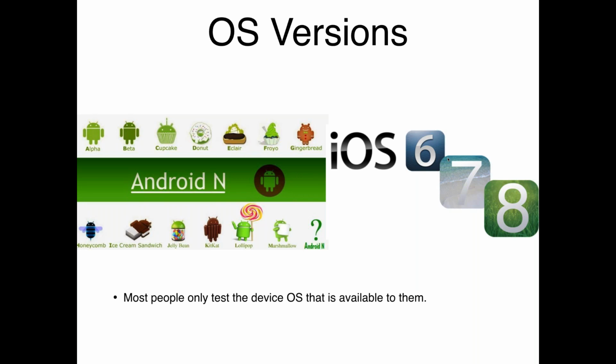And a lot of people at the same time only test with the device OSs that are available to them. So how are you going to test to make sure your app works on iOS 7 when you only have a device that's running iOS 10 or 9? You also want to make sure your app functions and the designs and everything work in all these different OS versions.